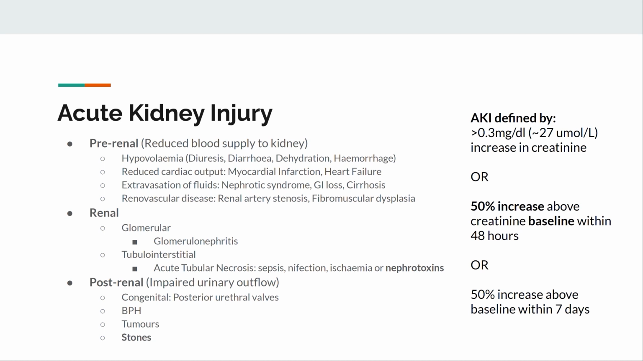Kidney stones reduce GFR because they increase the hydrostatic pressure within Bowman's capsule, which decreases the gradient from the capillaries into the capsule to reduce filtration. With reduced net filtration, you end up with a reduced GFR.